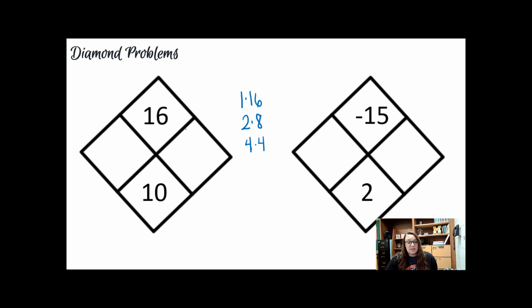1 times 16 is 16, good. 1 plus 16 is not 10, that doesn't work. 2 and 8, that multiplies to be 16 and it adds to be 10, I like it. 2 and 8. And I can check it by doing it up here. 2 times 8 is 16, that's good. 2 plus 8 is 10, that's good. So all set for this one. Alright, notice this problem has a negative, so we're going to have to watch out for it.